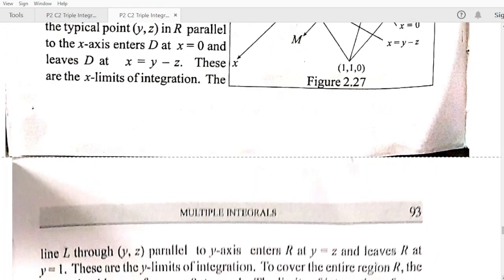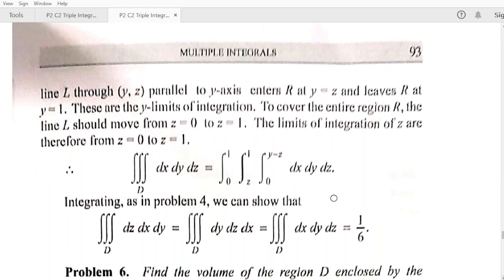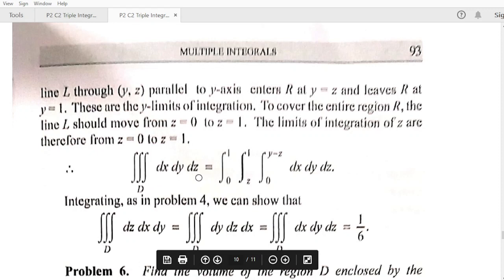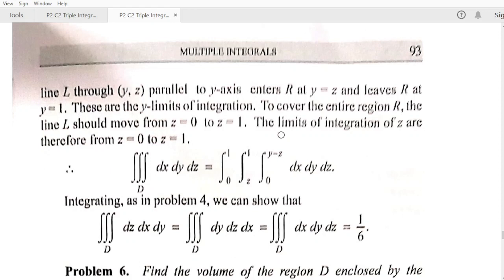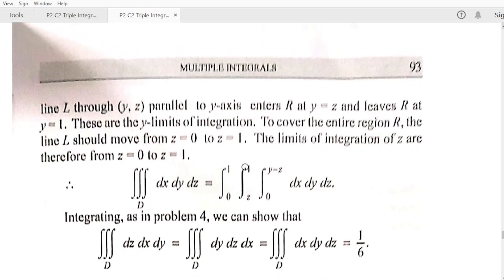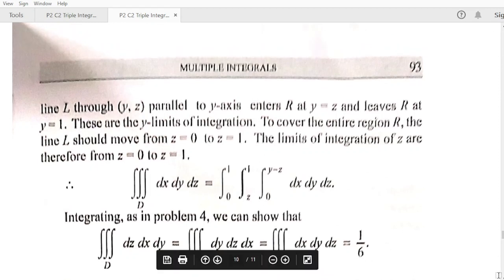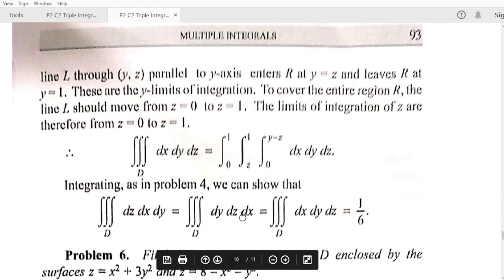Now we substitute all the limits we have found. Triple integral dx dy dz equals integral 0 to 1, integral z to 1, integral 0 to y minus z, dx dy dz. We can evaluate any of the integrals, the double integral dz dx dy, or the double integral dy dz dx, or the triple integral dx dy dz. We can evaluate any of the integrals mentioned here. The value will be the same, that is 1 by 6.